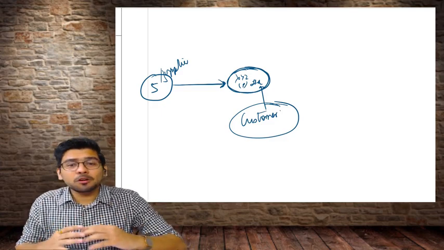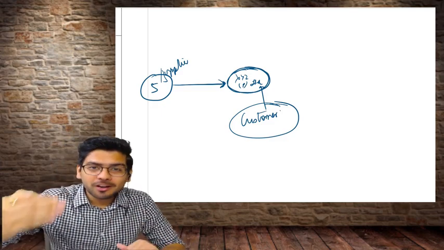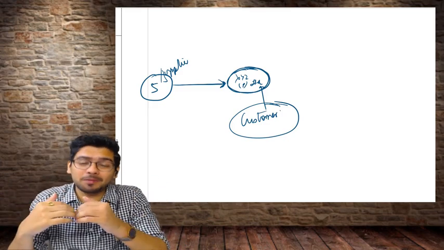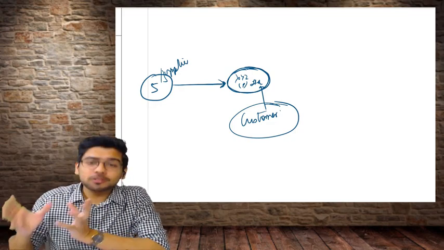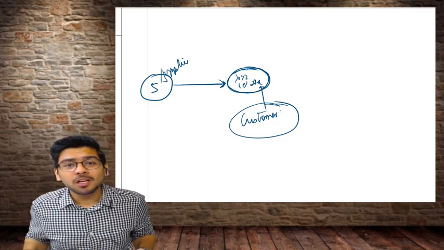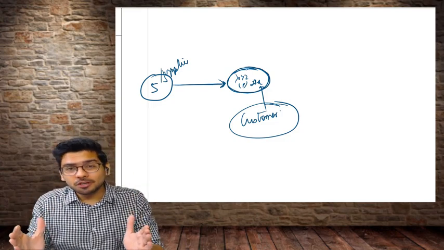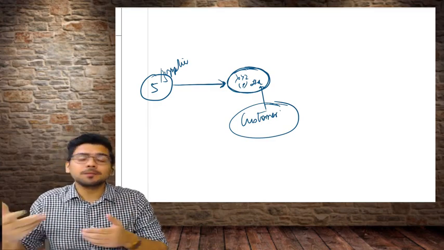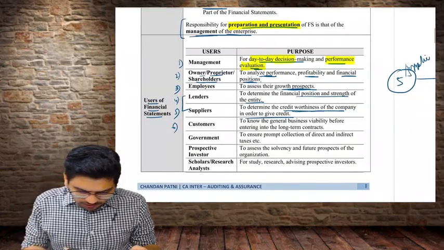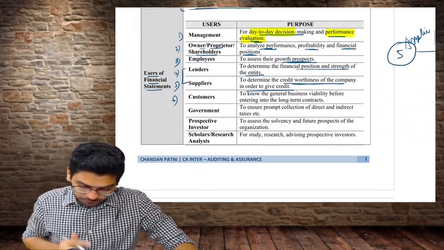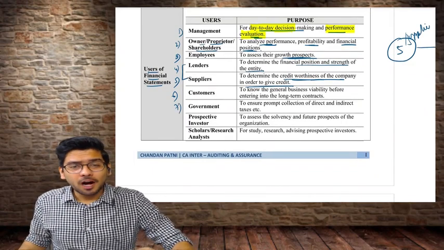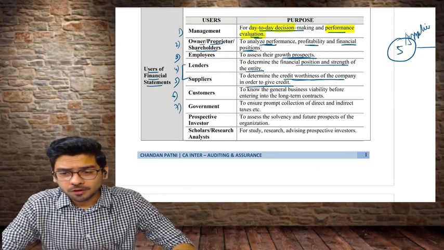So the customer also, before entering into any long-term contract with XYZ Private Limited, would want to ensure whether XYZ Private Limited has the capability to fulfill all the requirements, all the demands, all the orders of this particular customer. So even the customers are one of the users of the financial statement. They'll see the financial position of the organization and accordingly strike a deal with the company. Yes, the customers are also one of the users of the financial statement. Now we have government also as one of the users. Now can anyone answer this, how is the government one of the users of the financial statements?